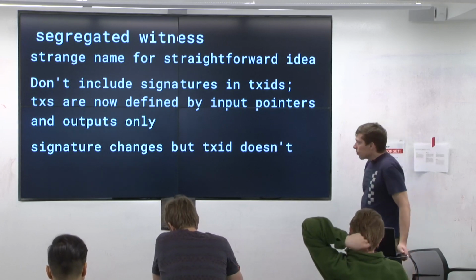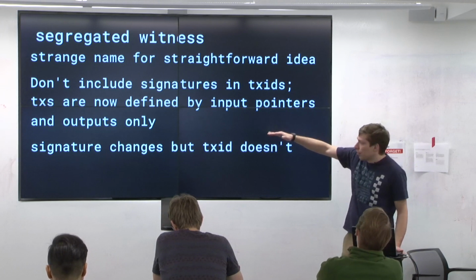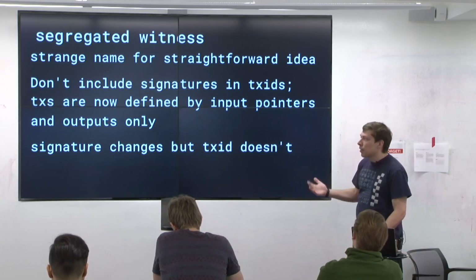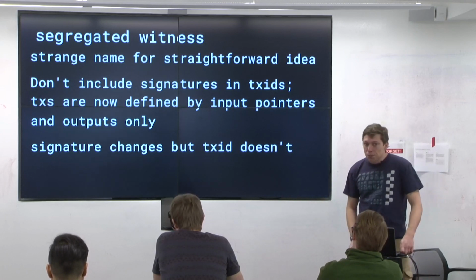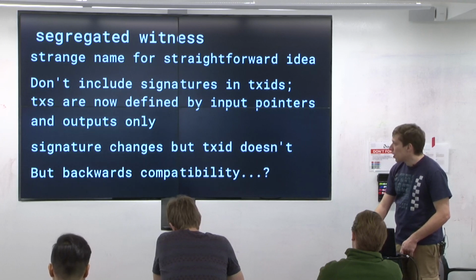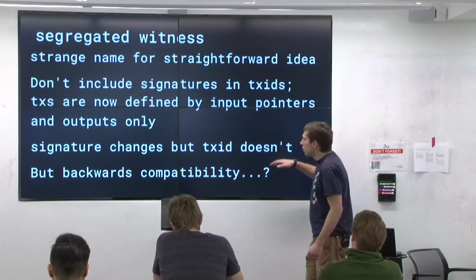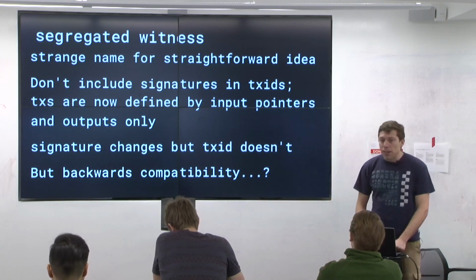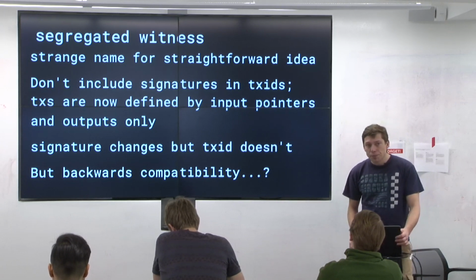So yeah, you've got a pointer to a previous input and you've got the outputs, but the signatures aren't in there. So the idea is the signature can change and the transaction ID doesn't. Okay, but what about backwards compatibility? So this is a great idea. Why not go for it? But how do you make it backwards compatible so that old software can still work with it?